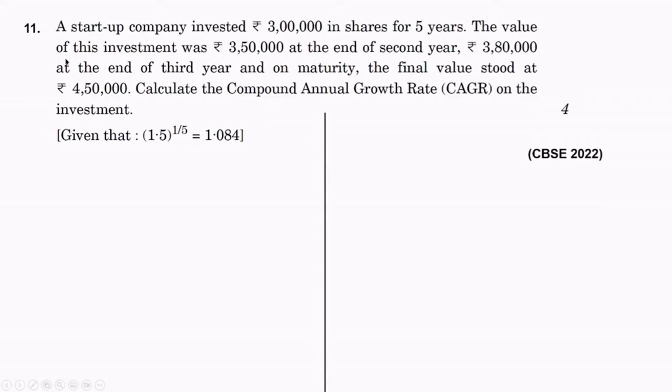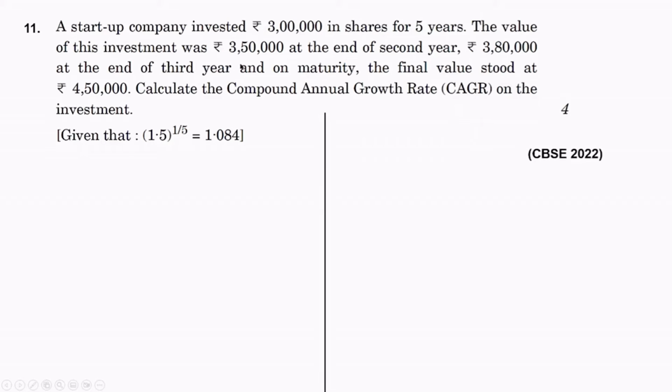Next question. A startup company invested rupees 3 lakhs in shares for 5 years. The value of this investment was rupees 3,50,000 at the end of second year, rupees 3,80,000 at the end of third year, and on maturity the final value stood at rupees 4,50,000. Calculate the compound annual growth rate on the investment.